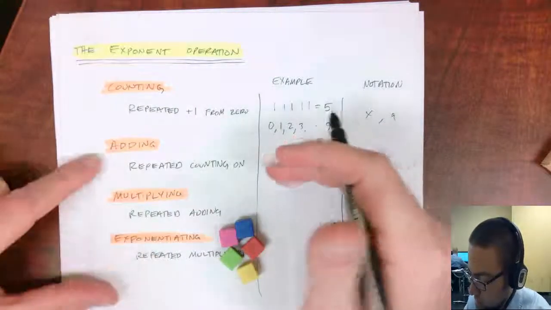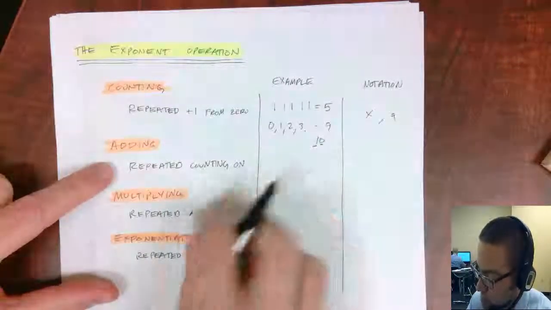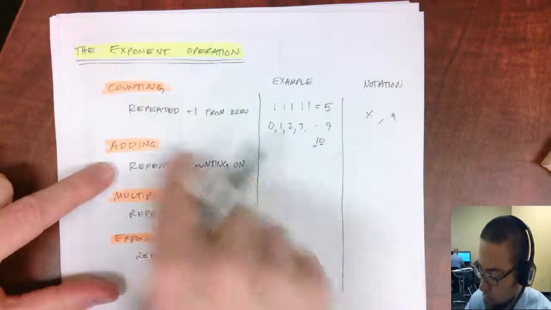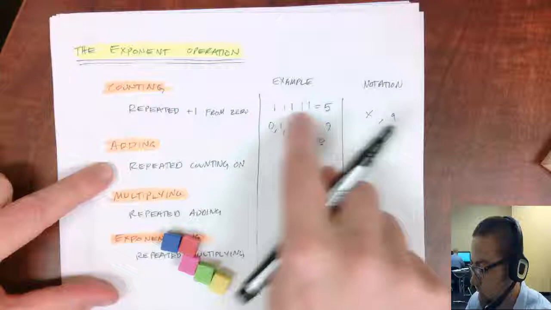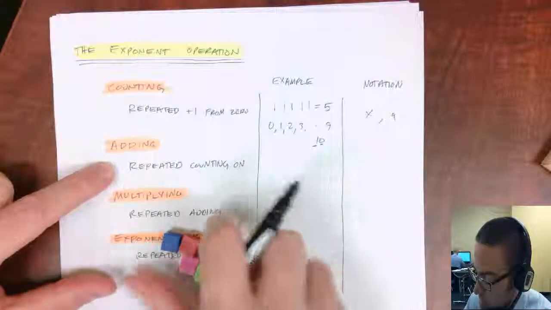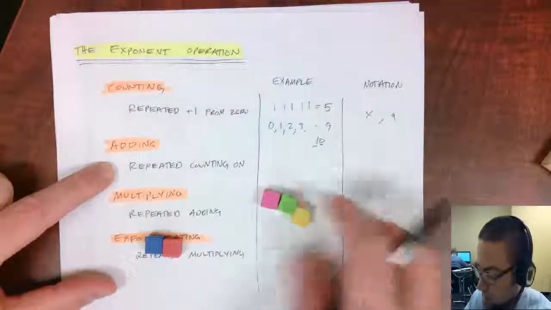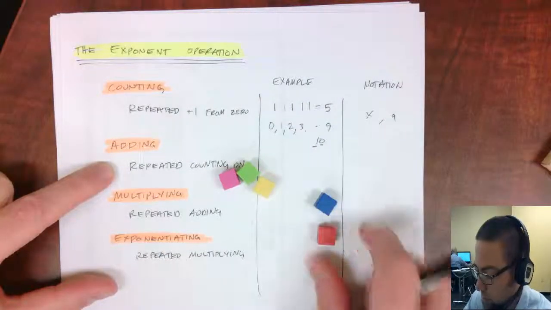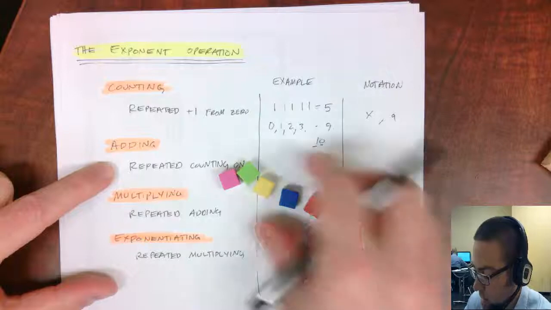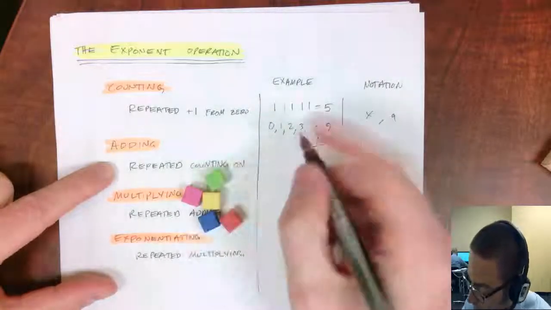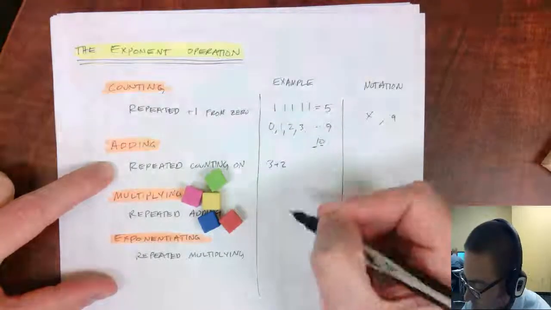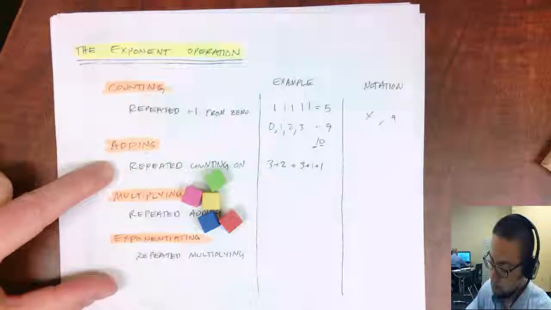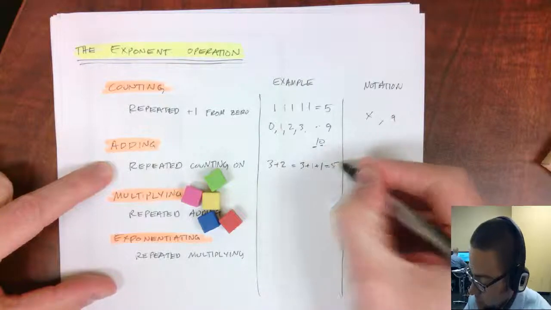The next thing you learned how to do was to add. And add is just to repeatedly count on, right? So you take this counting idea of repeatedly adding 1, and instead we want to start at a different spot. So we say, okay, we're going to start with 3 and add 2. So we're going to repeatedly add on those 2. So you say 3 plus 2 is the same thing as 3 plus 1 plus 1, and that's equal to 5.